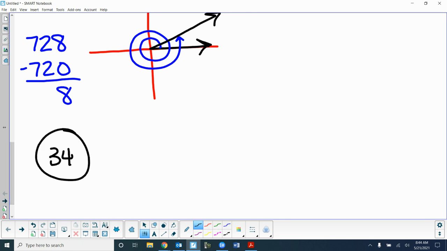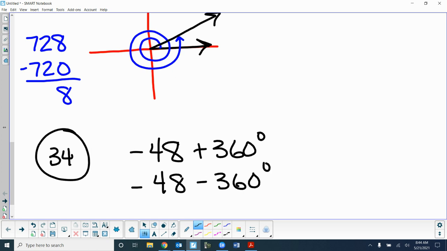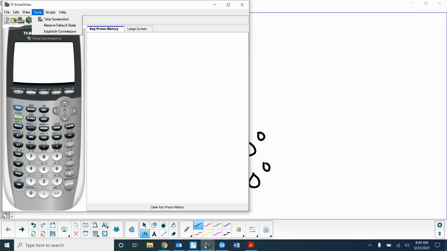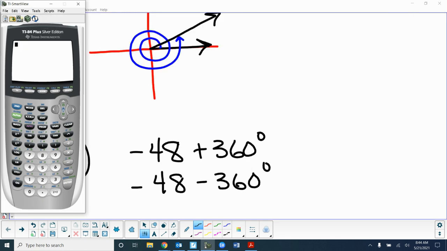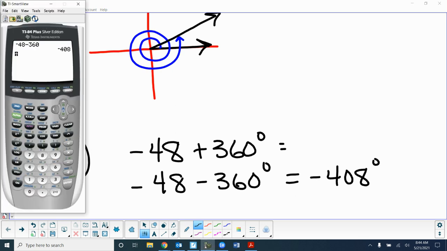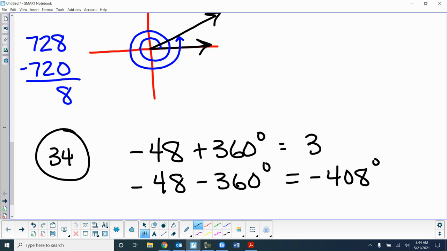Okay, 34. Find the measures of a positive angle and a negative angle that are coterminal. All we do there is add 360 and subtract 360. So use your calculator. The subtraction gives negative 408. I'll do that first. You'll get 2 choices. And then we'll add: 360 minus 48 is 312. So one of your choices would have those two for your answer.